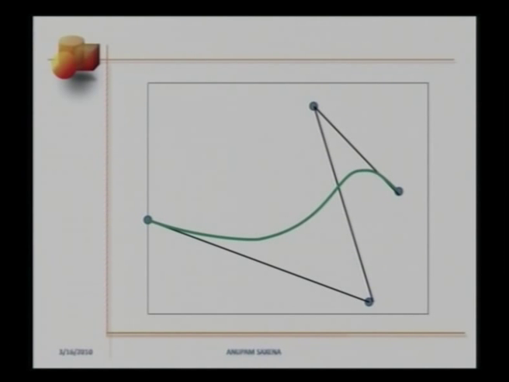Question: is the change in shape local or global? You have it right. It is, in fact, global. A relocation of any data point changes the shape of the entire segment. We'll worry about that a little later.